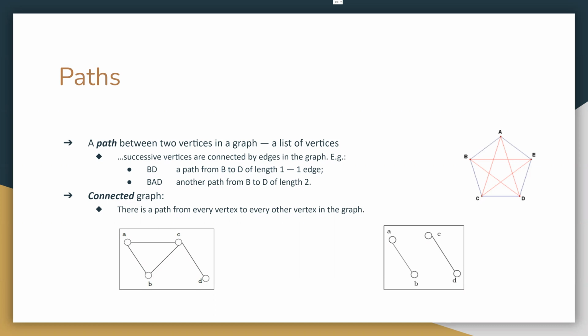And then there's the concept of a connected graph. A connected graph means that from every node you have a path to go to any other node. And this one is a disconnected graph, because there's no way to go from A to C here or B to C.